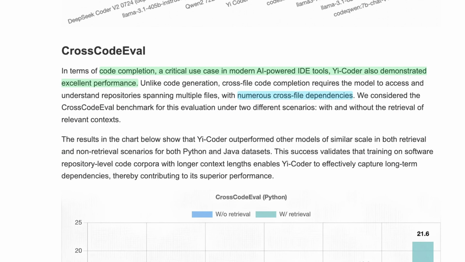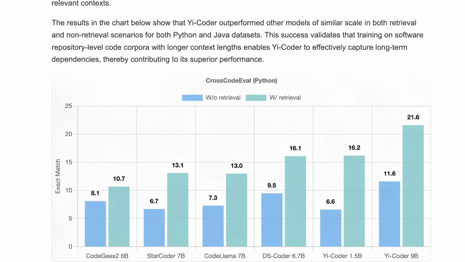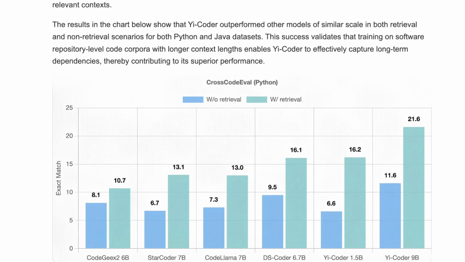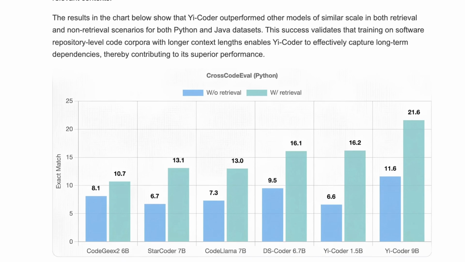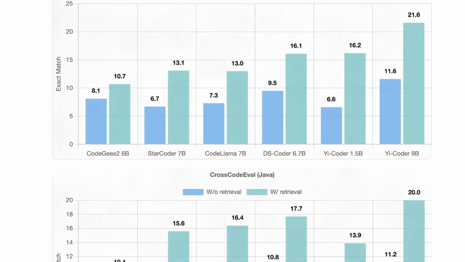CrossCodeEval is pretty similar. This is where, as I mentioned, it's also looking at these cross-file dependencies, which previously was something that even with large context windows and even forms of RAG would really trip these models up. And again, Yi-Coder-9B is doing incredibly well here. So there's something to be said about the code manipulation and coherence ability of this model going forward, which I think is pretty cool.